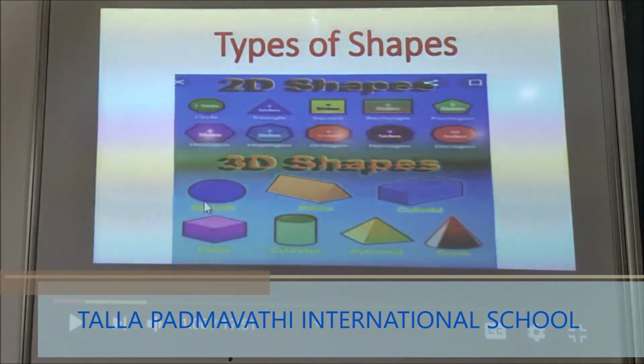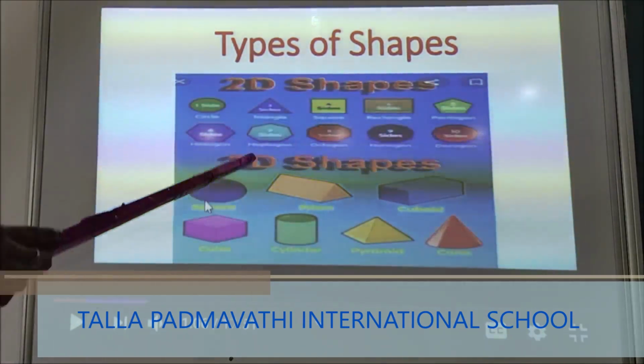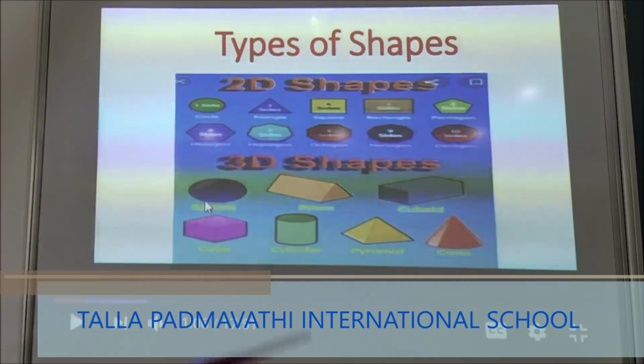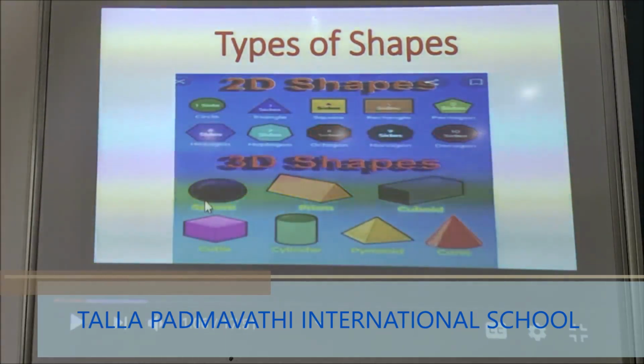Now we are going to learn about 2D and 3D shapes. Can you tell me what D stands for? Here D stands for dimension. That means 2D shapes are 2-dimensional and 3D shapes are 3-dimensional.